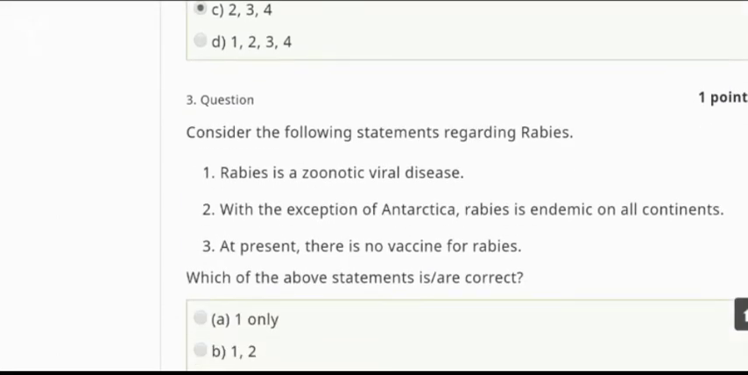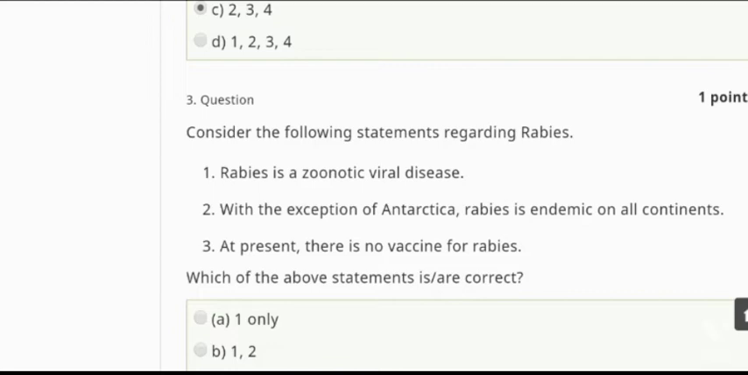Next, consider the following statements regarding rabies. Rabies is a zoonotic viral disease. What is a zoonotic disease? A zoonotic disease is a disease that is transmitted from animal to human. And what is the main cause? I think in 99% of cases it is domestic dogs. They are the major carriers of the virus that causes rabies. So it is true that rabies is a zoonotic viral disease.